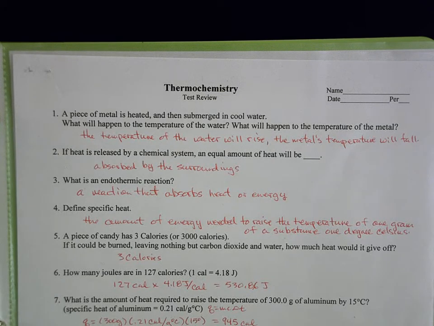A piece of metal is heated and then submerged in cool water. What happens to the water? Water gets warmer. Temperature of the metal gets cooler. If the heat is released in a chemical system, where does it go? It goes to the surroundings. So the surroundings will absorb, the system loses. Endothermic, okay, absorbs the heat or energy.